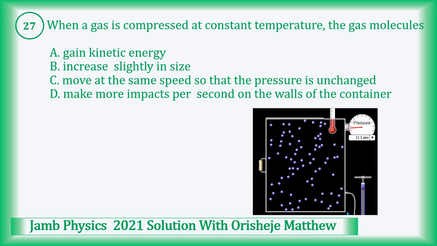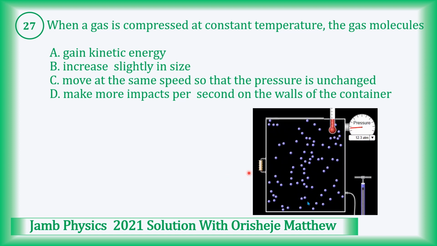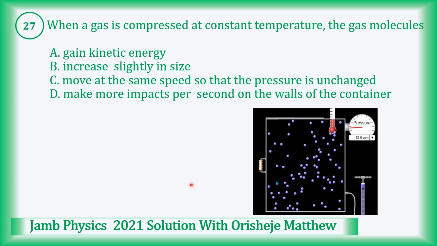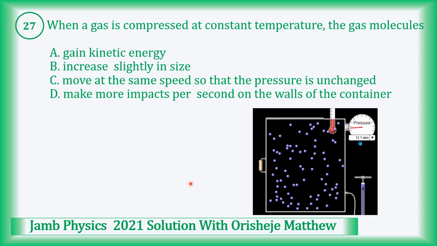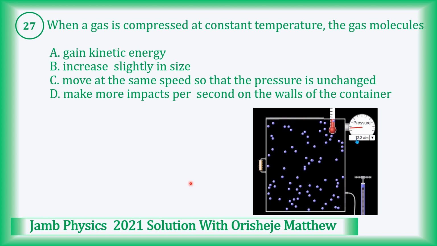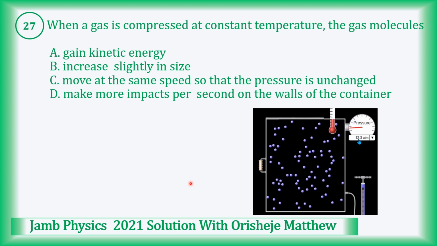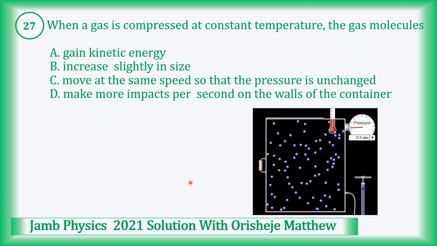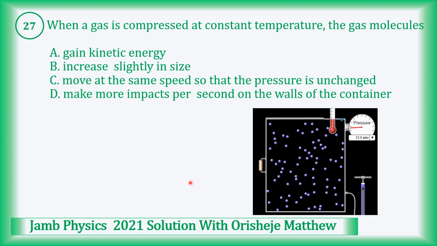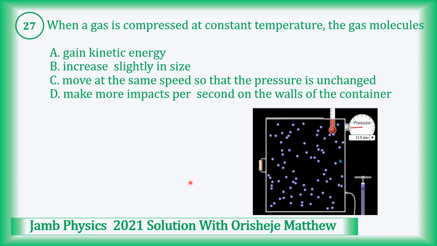Question 27. We have to do with compressing gas when a gas is compressed at constant temperature. So let's see how that happens. Let's look at a situation where you have gas molecules colliding with the wall of a container, and take note of the pressure. The average pressure is 12.5 atmospheres at the constant temperature of 300 Kelvin. So take note of this pressure.